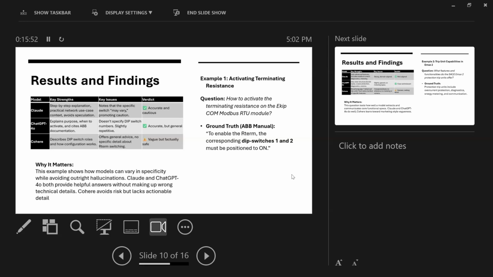So for Claude, it gave a step-by-step explanation with practical network use case context and avoided speculation, which is what we need in this case, as any speculation can lead to a disaster by providing the wrong dip switch position and setting the ACB, or the circuit breaker, on wrong settings that could lead to disaster in the future. The key issue noted was that the specific switch may vary, promoting caution. So there could be more than one dip switch on the ACB itself, and you have to be careful on which dip switch to operate. The final verdict was that it's accurate and cautious. So it's a very good answer.